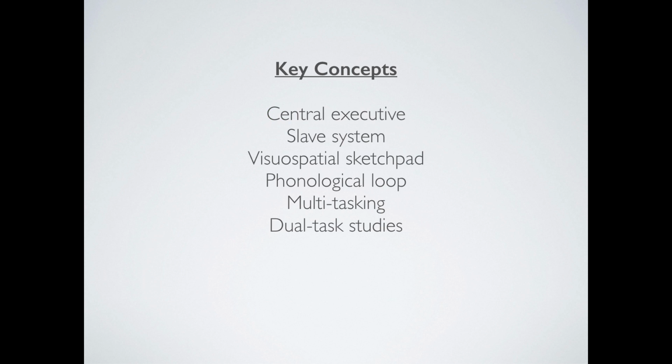Key concepts here, and there's quite a few of them, guys. Central exec, slave systems, of which there are two. The third one, the episodic buffer, you can add in as well for extra marks. Multitasking is the whole point of this and supported by dual task studies. If you can remember these six things here, you're off to an absolute winner. These are the kind of things to be looking at.